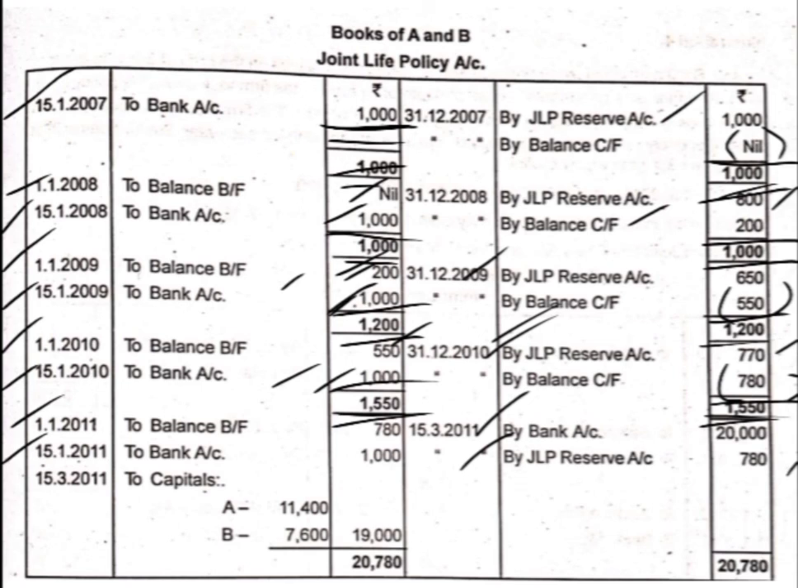Okay. And the last entry will be for transferring the final balance in the joint life policy account to all partners' capital accounts in their profit sharing ratio. So here we are going to close this account and find out what is the balance. The credit total is more, that is 20,780. The same total will be written here. When you deduct the 780 and 1000 rupees, we will have a balance of 19,000. This is the final balance left in the joint life policy account, which will be transferred to partners' capital accounts in their profit sharing ratio. There are only two partners, A and B, and their profit sharing ratio was 3:2. So 19,000 into 3 by 5, 19,000 into 2 by 5. So A would get 11,400 and B would get 7,600.